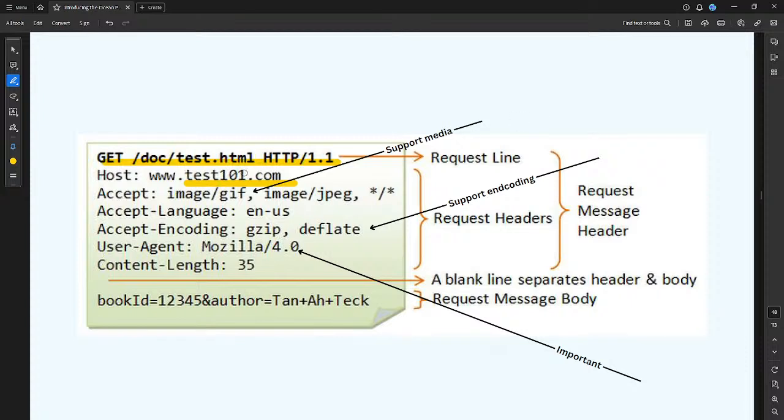Now what is this trying to tell us? Firstly, we saw the request line, then we saw the request headers, and of course the message also embedded in it, and then we have a blank line which separates the header and the body. What is important to note here is that we can see the supported media, the supported encoding structure, and then finally the user agent. This is just an example of what happens when a request is being sent over the internet.